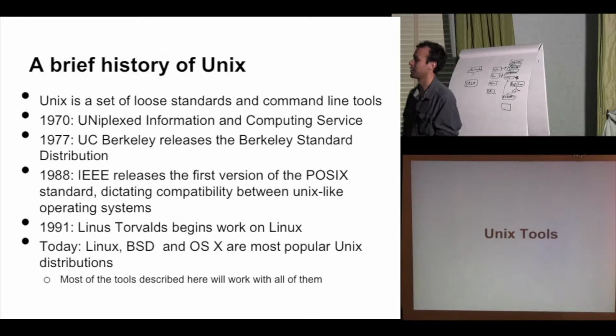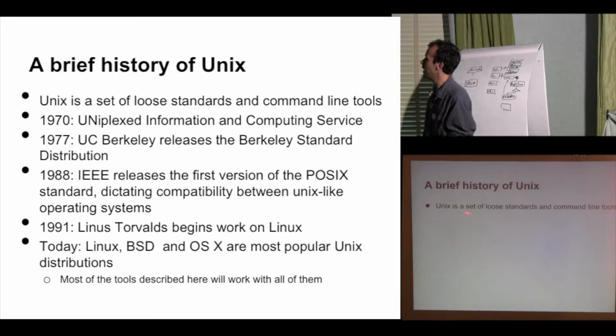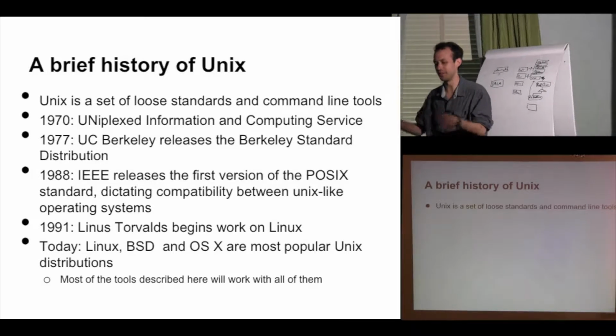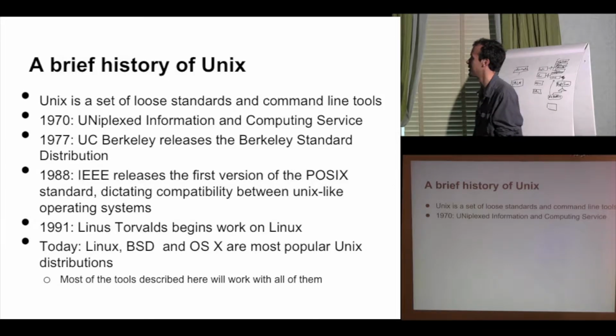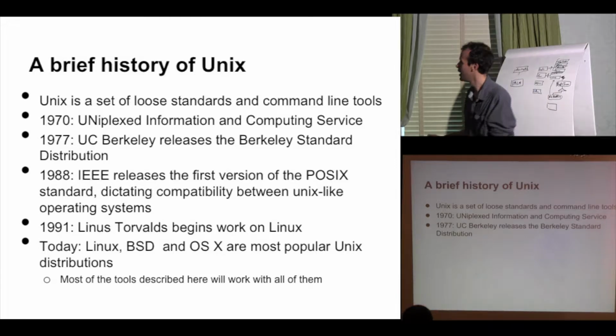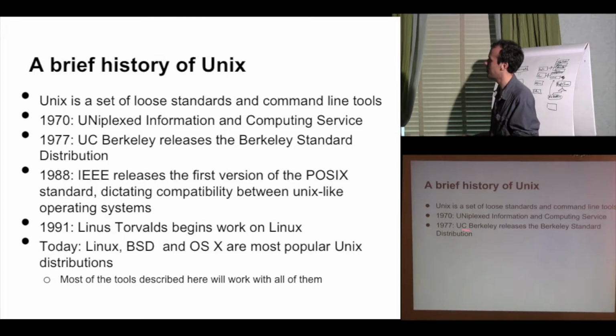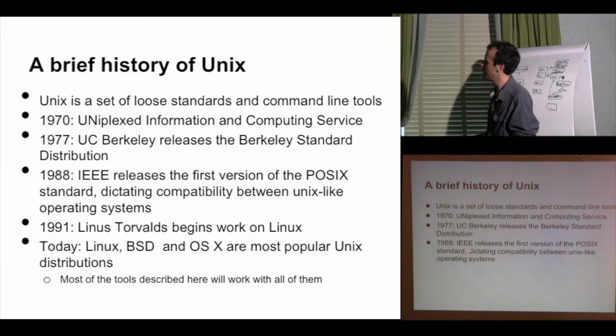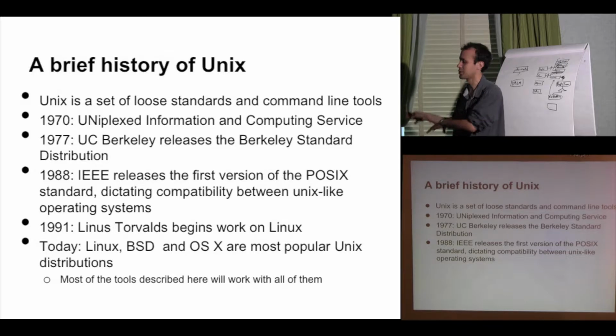Before I talk about those, I wanted to give you a brief timeline about Unix, because I think it explains a lot of the weirdness of some of the tools I'm going to talk about. Unix is basically a set of loose and some very tight standards and command line tools that started in 1970. Unix was originally the Uniplexed Information and Computing Service. Then in 1977, Berkeley wrote a version called the Berkeley Standard Distribution. And then in 1988, the IEEE released what they call the POSIX standard. This basically gives you compatibility between Unix-like operating systems.